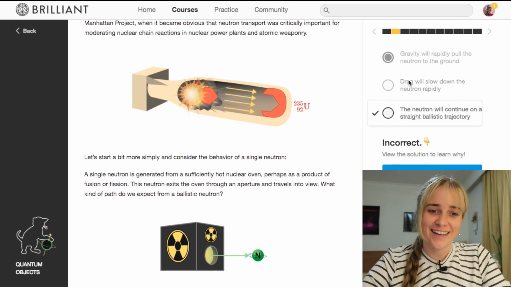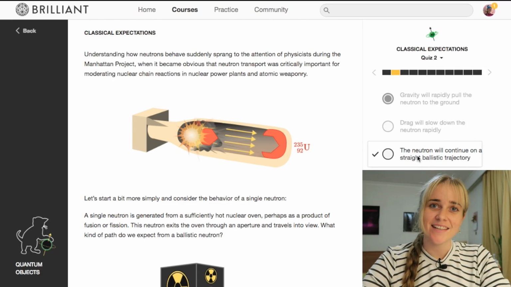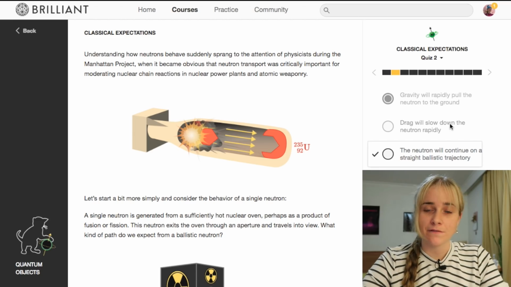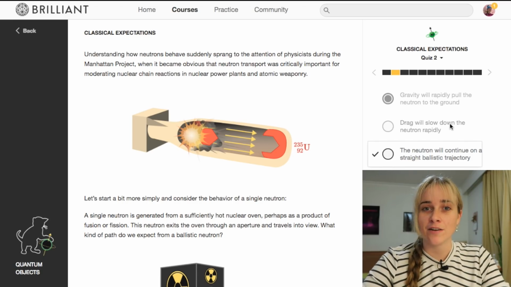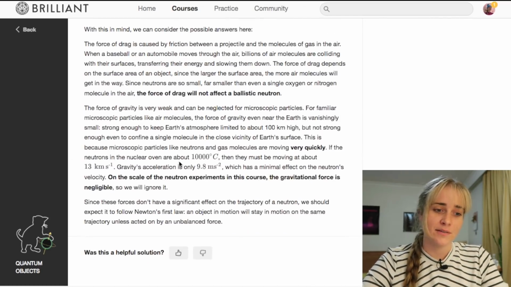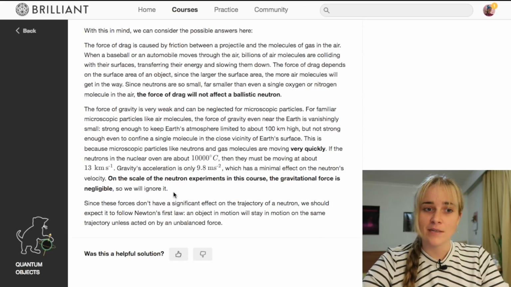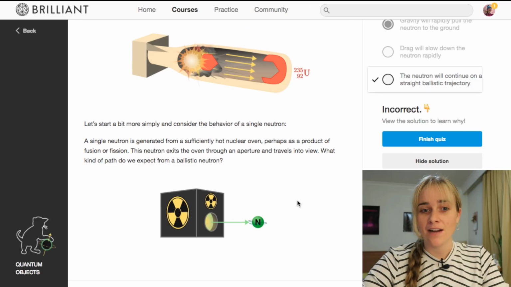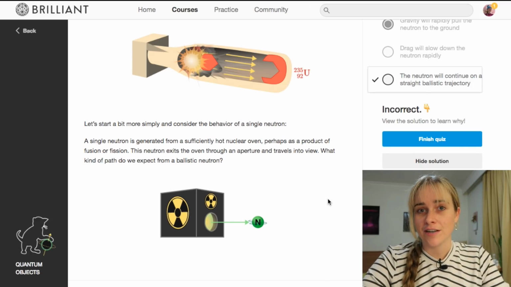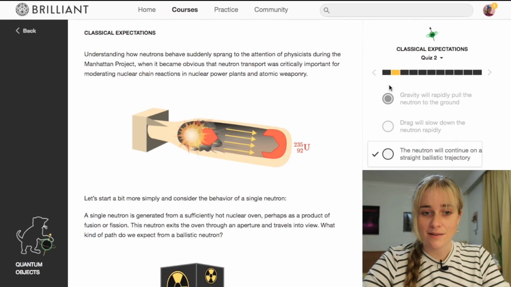Now, I actually got this wrong. I wasn't paying so much attention. The answer is that the neutron will continue to travel in a straight line. It's not going to be slowed down by drag, because drag depends on friction with the air you're moving through, and it depends on surface area. The surface area of a single neutron is so small, it's going to be negligible in this case, and it is definitely not going to be pulled down by gravity either, because on this scale, gravity is way too small as well. So we can ignore those factors and know that if you fire a single neutron, it should just continue to travel in a straight line, provided nothing else happens to it.